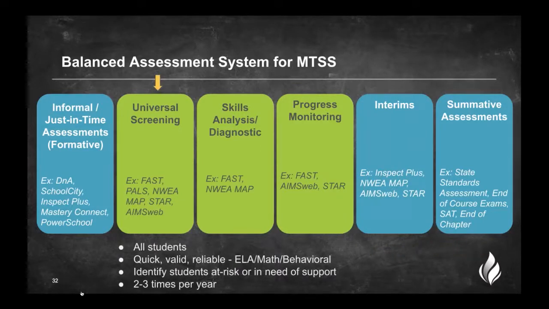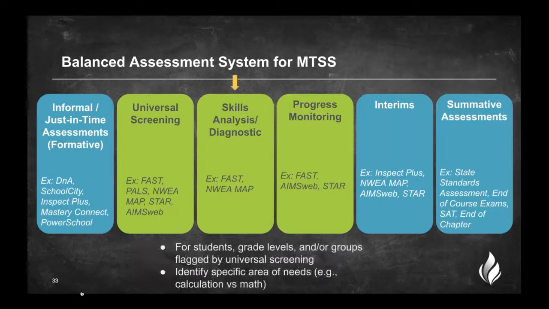So when we think about universal screenings, we want to make sure that we're administering these assessments to all students, that they're quick, valid, and reliable. Specifically, identifying students who are at risk or in need of support is a key outcome of universal screening, and this is typically done 2 to 3 times per year. When we think about our skills analysis and diagnostic measures, these are going to be administered for students, grade levels, or groups that are flagged by universal screening.